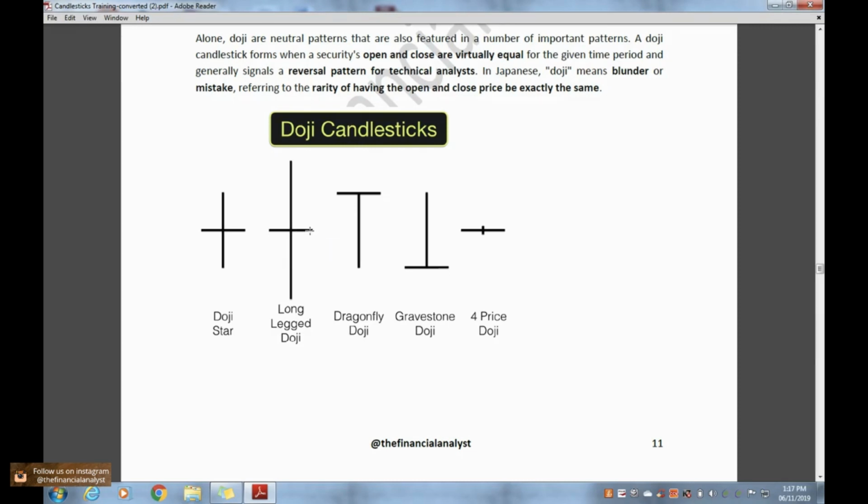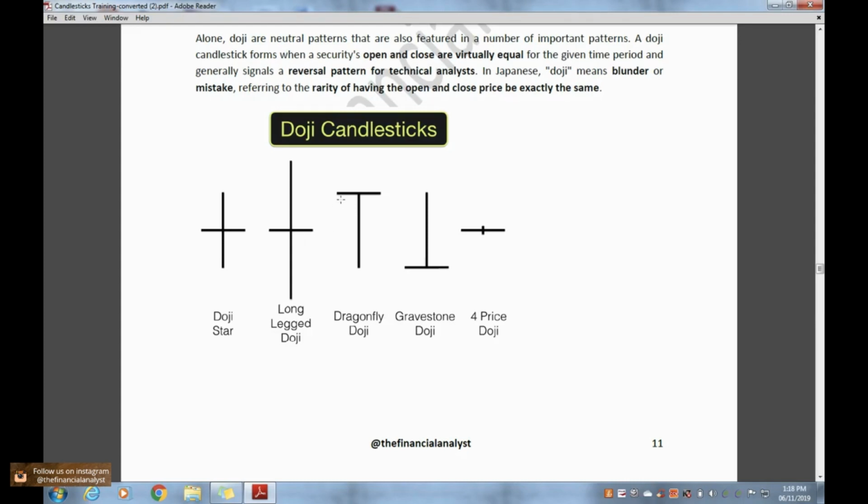What I mean by that is demand is equal to supply at this level. So it is telling us that the buyers and the sellers are now virtually agreeing to settle at this price in the market. This is not the case in the other candlesticks, for example the bullish candles or the bearish candles, where either the buyers are dominating or the sellers are dominating.